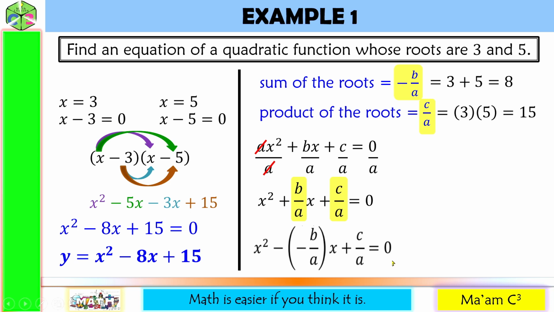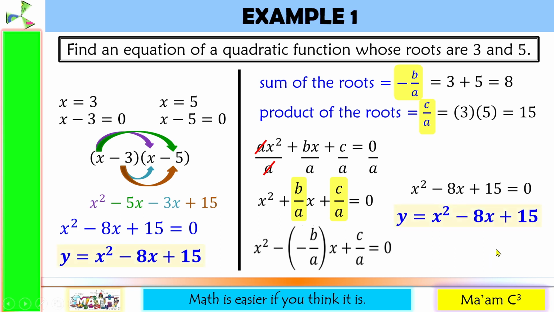I'm going to substitute the sum and the product of the roots in this equation. So I have x squared minus negative b over a, which is my sum of the roots, 8, multiplied by x, plus c over a, which is the product of the roots, 15, equals 0. Again, I'll replace this 0 by y, and notice that our answers are the same. So you may use any of these two methods.